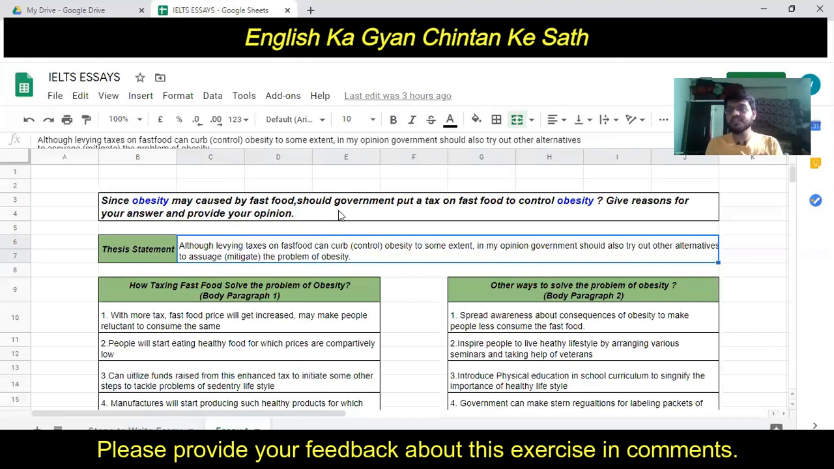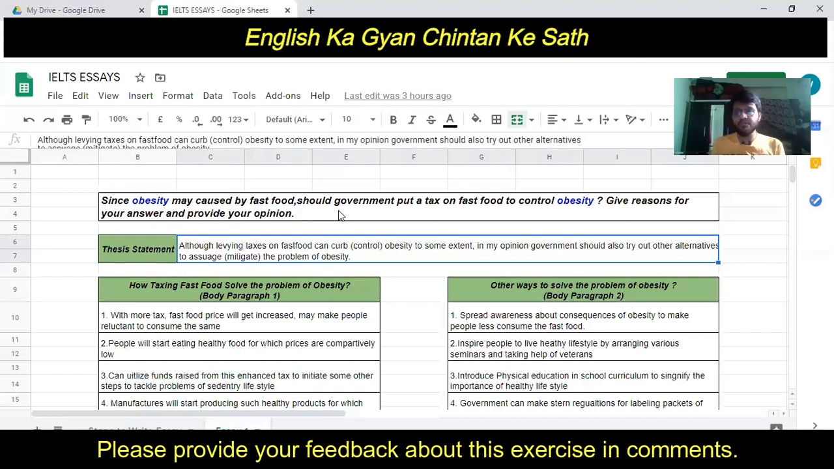That we need to discuss in this particular essay, and my thesis statement is, no doubt levying taxes, that is, applying taxes on fast food, can solve obesity. The problem of obesity, to some extent, can be solved, but in my opinion, it means in your opinion, the government should also try some other ways, and that is what your thesis statement is.